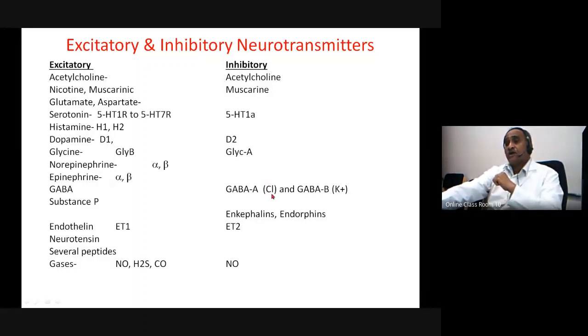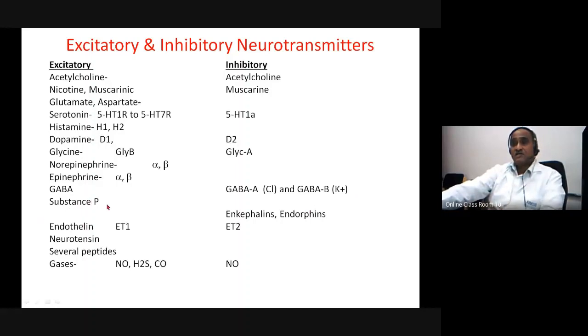It opens up the chloride ion channels. Thus, by opening up the chloride ion channels, it hyperpolarizes the membrane. More chloride enters in, and it hyperpolarizes and thus inhibits. Whereas GABA B, it opens up the potassium channels and the potassium moves out, and once potassium moves out, the positivity decreases. That is why the negativity or hyperpolarization. So these two are inhibitory.